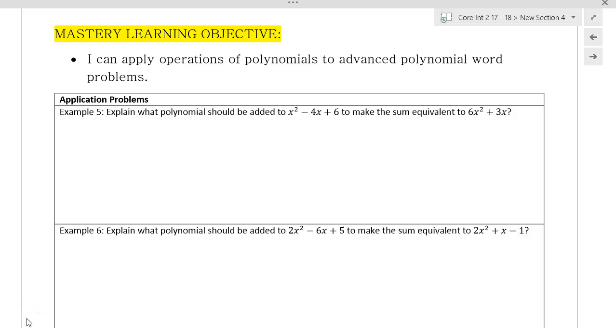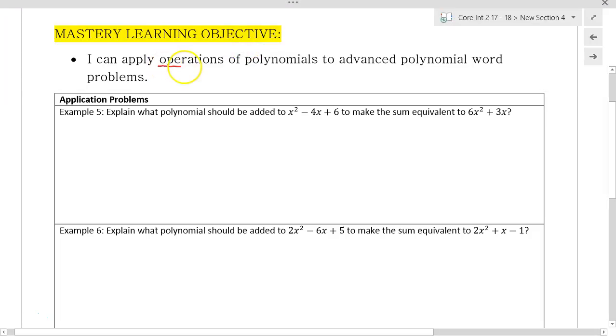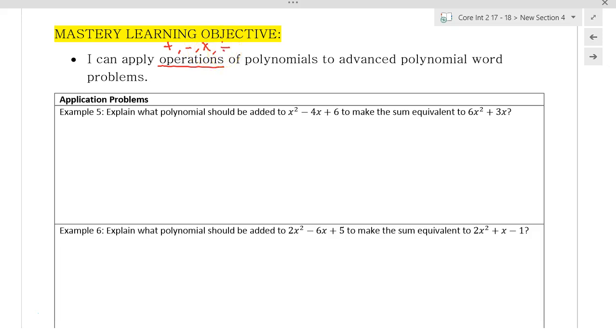We're still working with polynomials. Our master learning objective: I can apply operations of polynomials to advanced polynomial word problems. So we're doing operations of polynomials. That's what we've been learning. We have 4 operations, so we're going to be adding, subtracting, multiplying, and dividing polynomials to do word problems. So let's look at example 5.